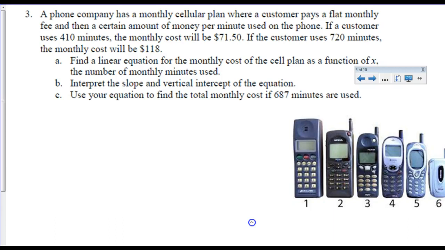A phone company has a monthly cellular plan where customers pay a flat monthly fee, so that's like our starting point.